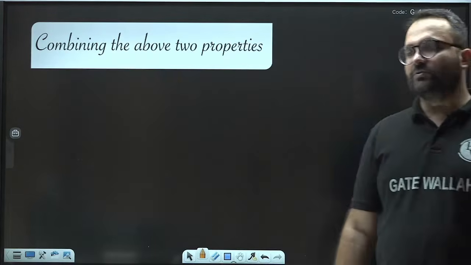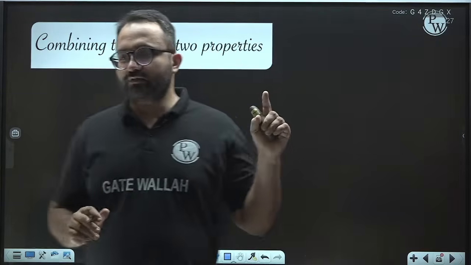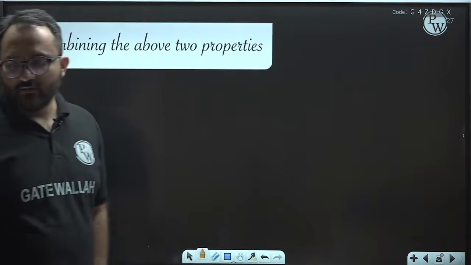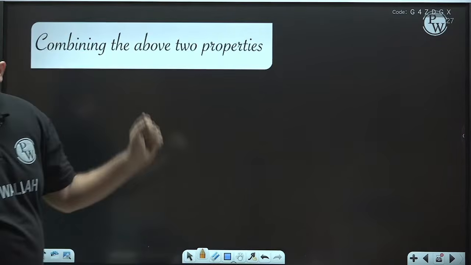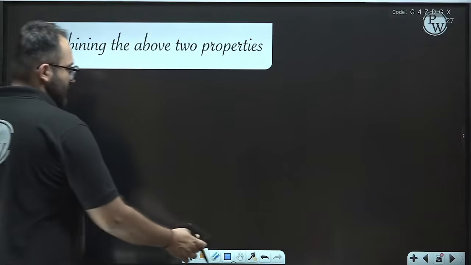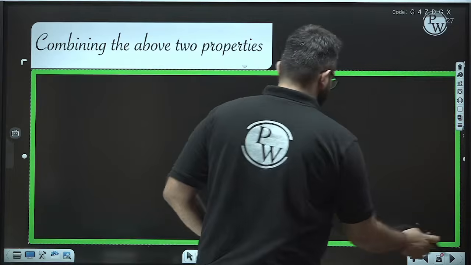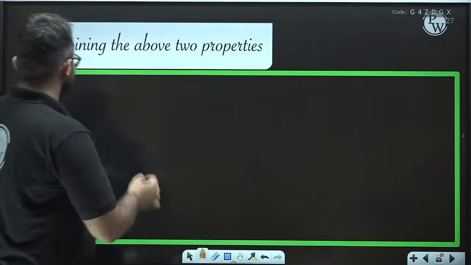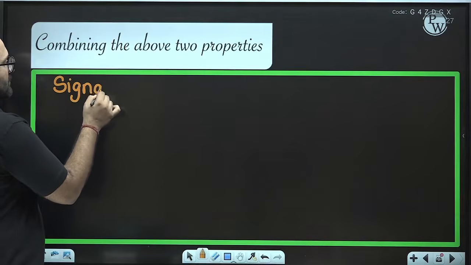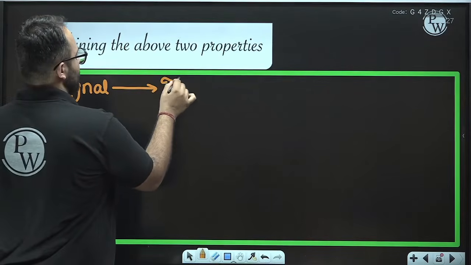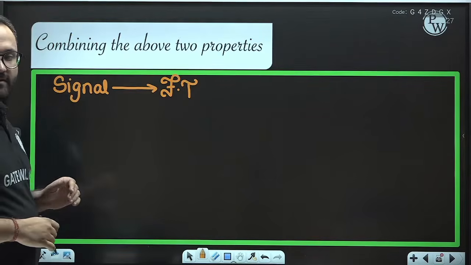Conclusions. Now if we combine all these properties together, like the two properties that we have seen right now, we can get the same chart that we have drawn in the Fourier series. That chart is like this: the type of signal and the type of Fourier transform.